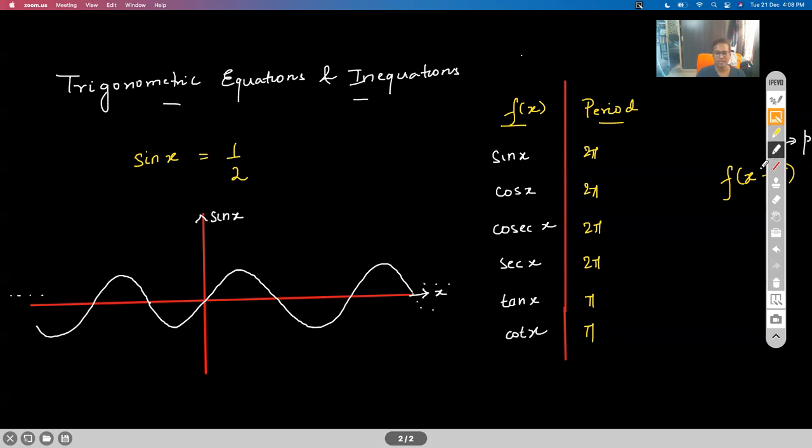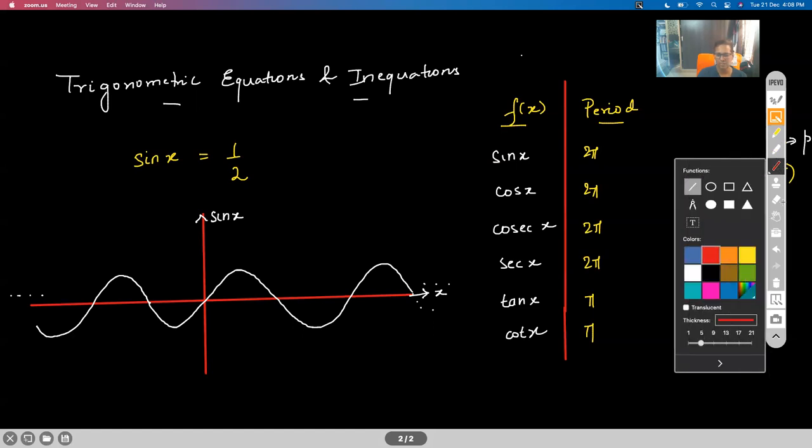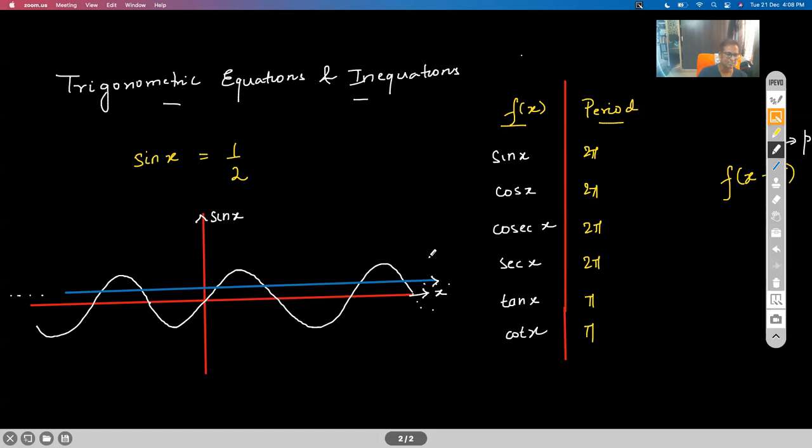Now, when you're trying to solve sine x equal to half, basically you're trying to see what are the possible values of x for which this line, which is your y equal to half line, intersects the sine x graph, right?